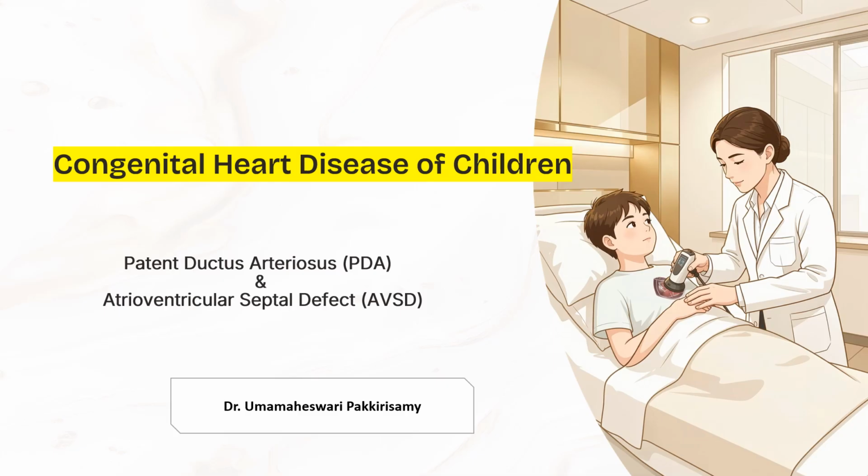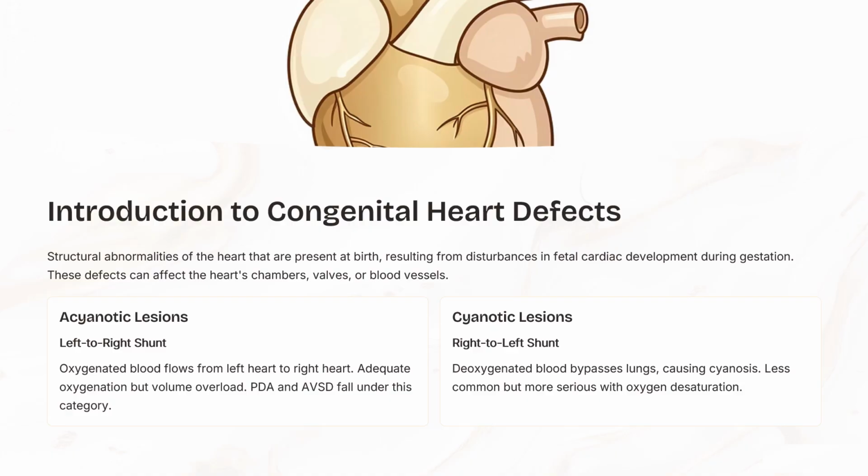Those are patent ductus arteriosus and atrioventricular septal defect. Before moving to the main topic of today, you need to understand what congenital heart defects are, and what the types are, like asymptomatic lesions and symptomatic lesions. What is the meaning of left to right shunt and right to left shunt?